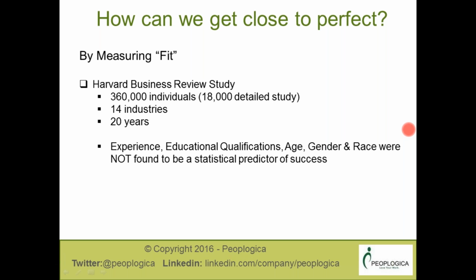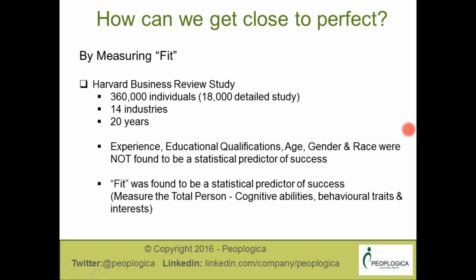What they did find, though, through the study was that there was a statistical predictor of future high performance, and that was whether the person had fit for the role. And their definition of fit was whether they could handle the mental demands of the role, the people and the environment they work in, and they actually enjoy doing the job, which I think all makes sense. So what they found was that if you could measure fit of the total person, and by measuring their cognitive abilities, behavioural traits and interests, then you had a statistical predictor of success in measuring whether someone would be a future high performer within a role.